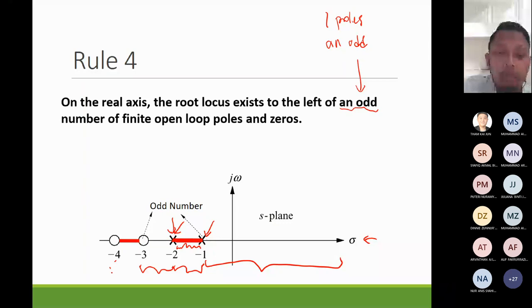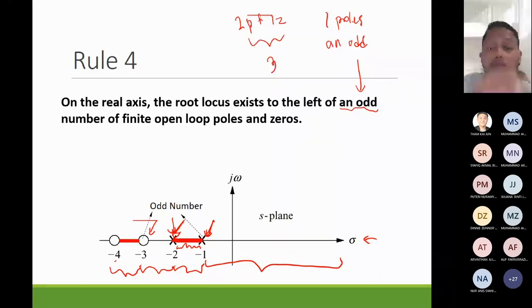And then from minus 4 to minus 3, we have one pole here, two poles here, and one zero here. So kita ada 2 pole plus 1 zero. So we have 3, okay? Total 3. So 3 is an odd number. So meaning that we have a root locus on this axis.